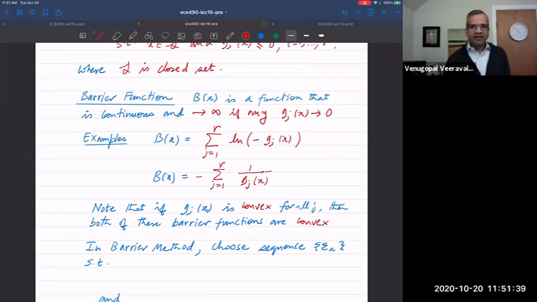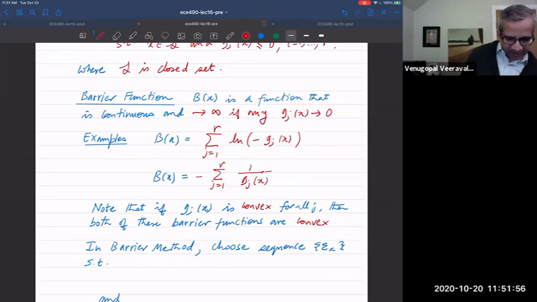So if the function f is convex and the barrier function is convex, then gradient descent applied to these problems will always converge to a global minimum of the problem, not just a local minimum. So that's why this property is important.